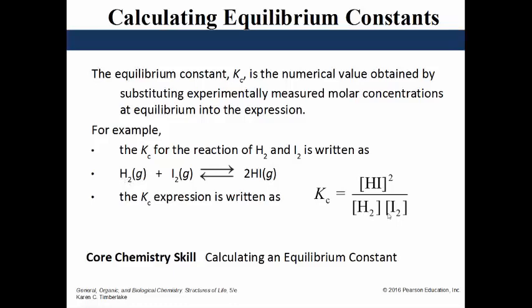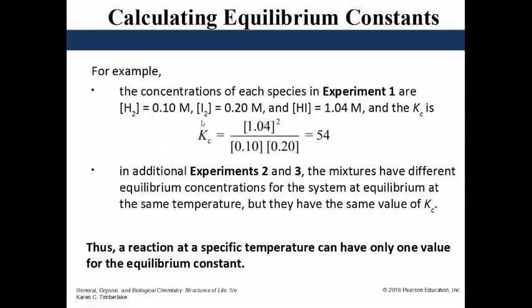That concentration multiplied by the concentration of the second reactant, raised to its coefficient. That's how you would write it. And now here's how you would solve it with real numerical values. Say for the equation we just looked at, the concentration of hydrogen is 0.10 molar, the concentration of iodine is 0.20 molar, and the concentration of HI is 1.04 molar. So now you're just plugging in the values for the equation that we just wrote.